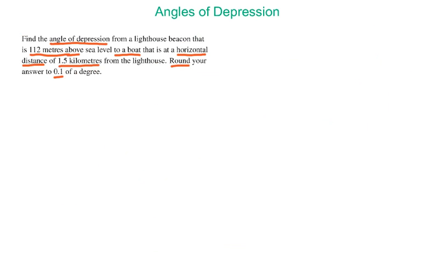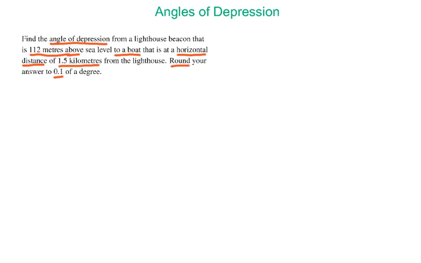Now looking at the angles of depression. So when we're looking at the angles of depression, this is where we talk about the object from above and the angle of depression that it creates. So find the angle of depression from a lighthouse beacon that is 112 metres above sea level to a boat that is at a horizontal distance of 1.5 kilometres from the lighthouse. Round your answer to the nearest 0.1 of a degree.